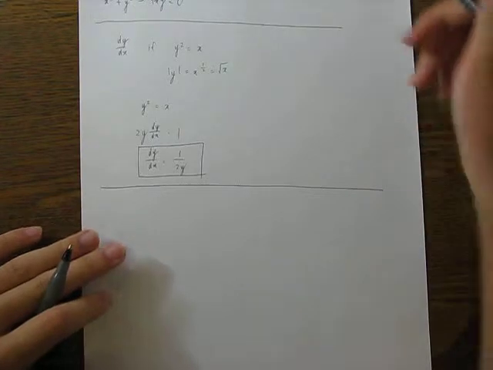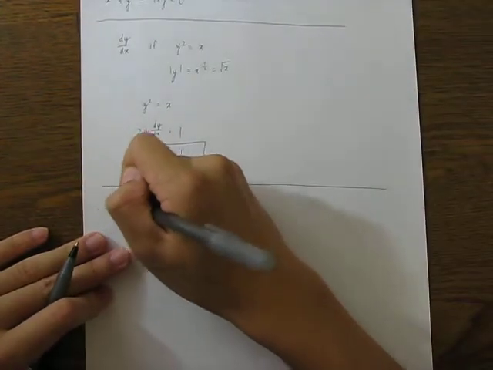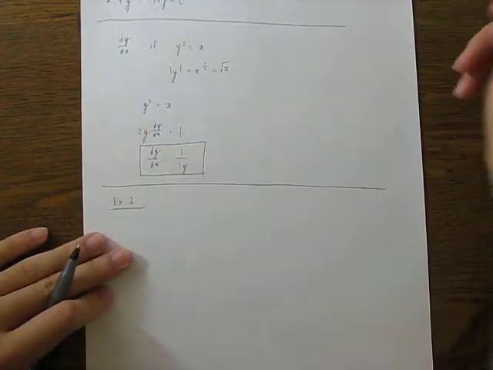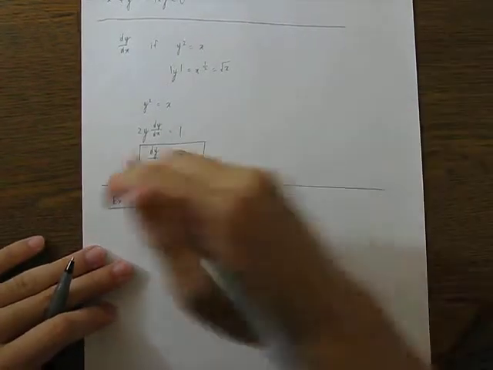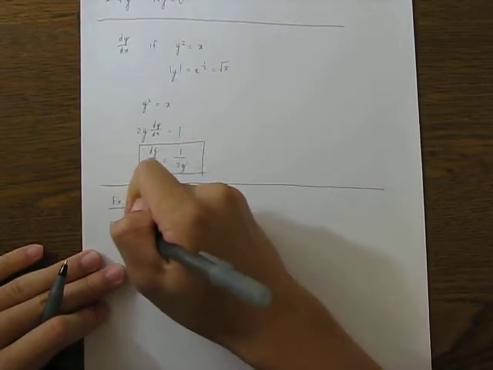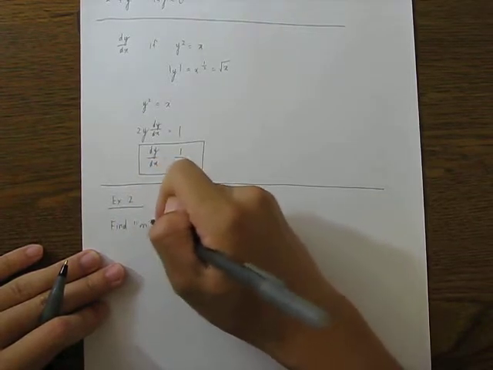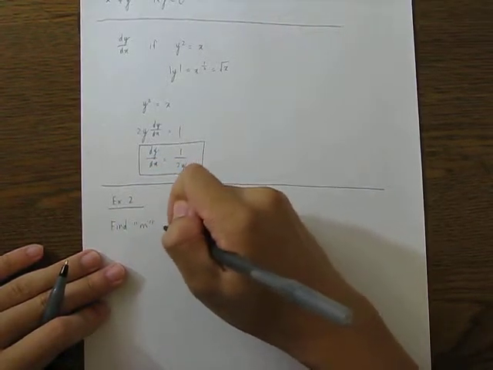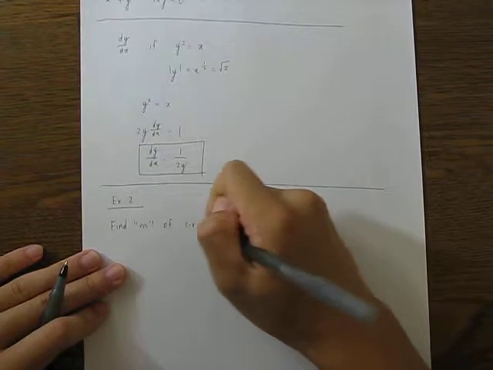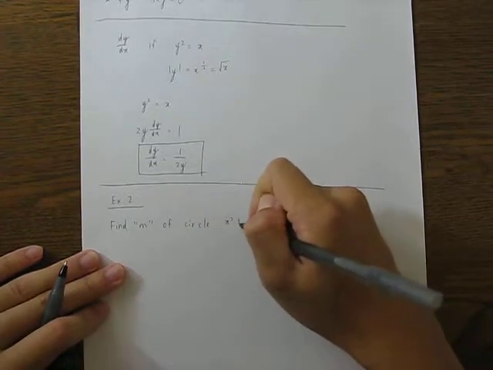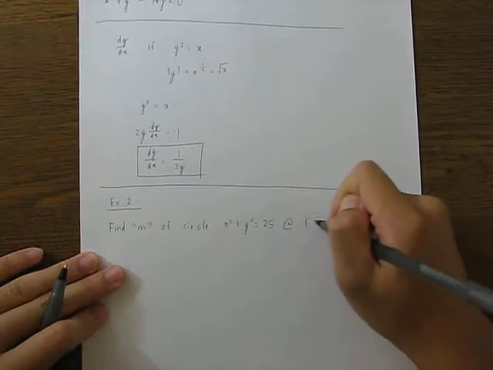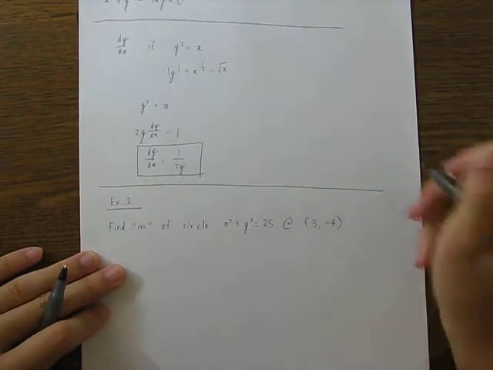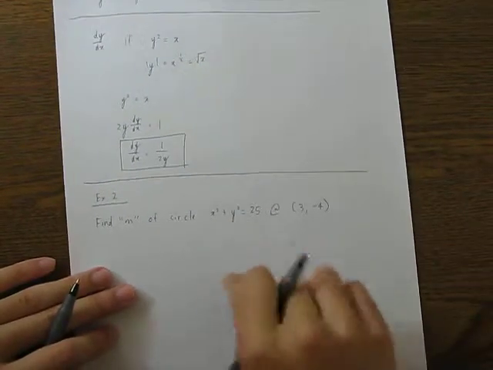Okay. Now, example number 2 from chapter 3.7 from your book asks us to find the slope. So find m, right? That's your slope of the circle x squared plus y squared equals 25, right? At the point (3, -4). And this is just a circle with the origin at the center and a radius of 5.